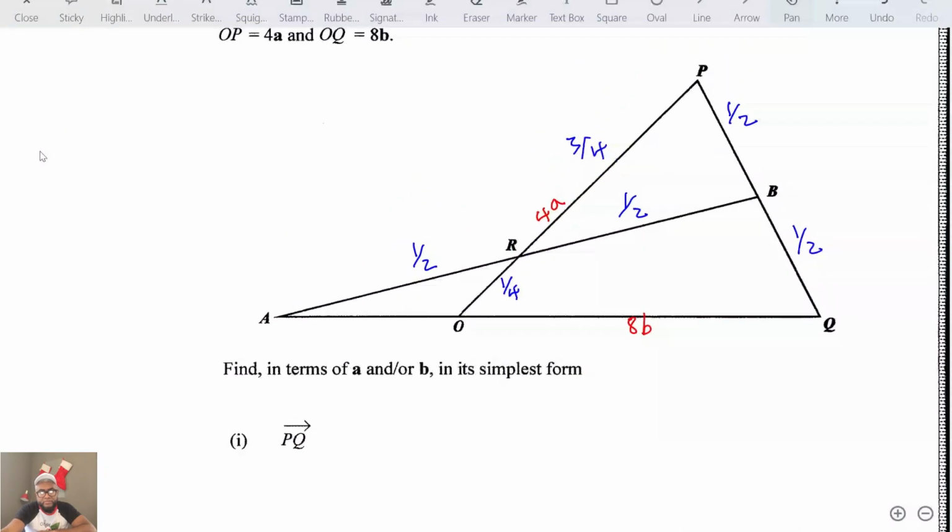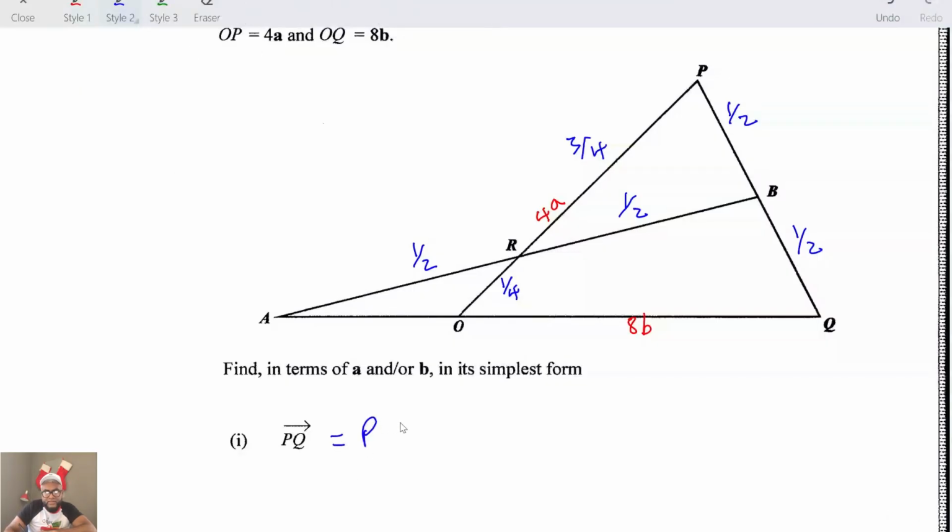What do you all want? PQ. What's the route we're taking to find PQ? We're going from P to O, and then from O to Q. Right, are we going against any traffic anywhere?